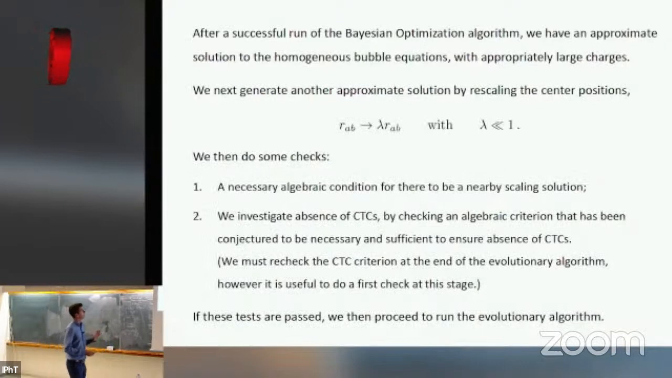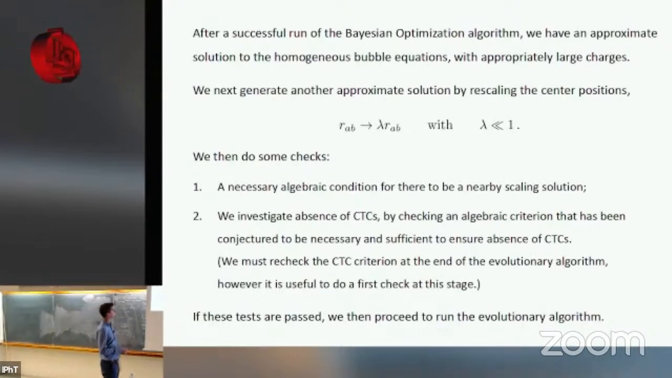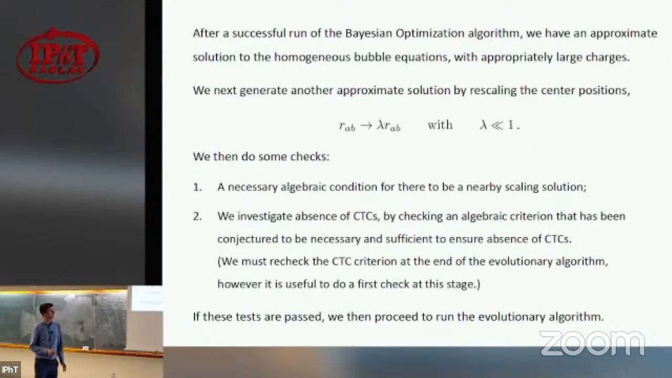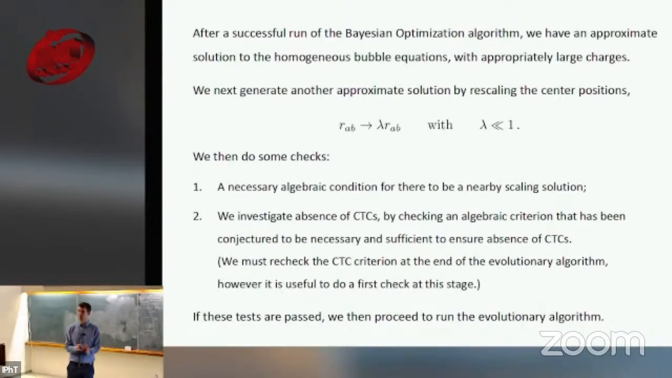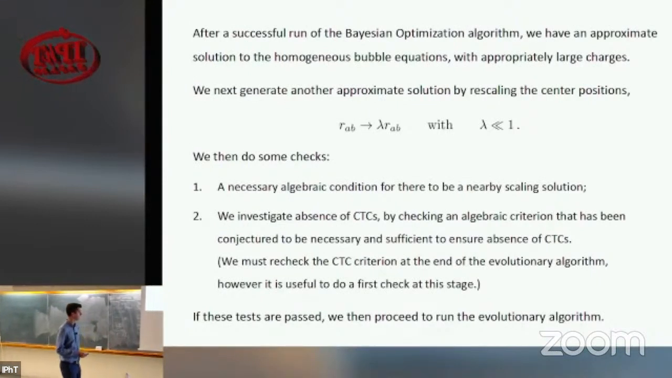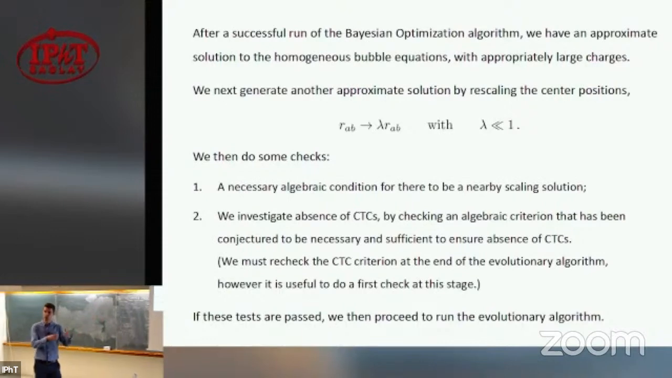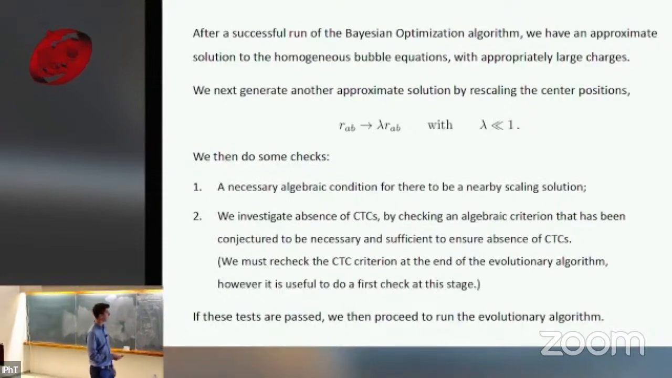Okay, so after a successful run, we have an approximate solution to the homogeneous form of the bubble equations with appropriately large charges. Then we generate another approximate solution by rescaling the distances, and do our checks on the absence of CTCs and a necessary condition for a nearby scaling solution. Those may fail at this stage, and if so, we discard the solution, but if they pass, we proceed to the evolutionary algorithm, which varies the positions.